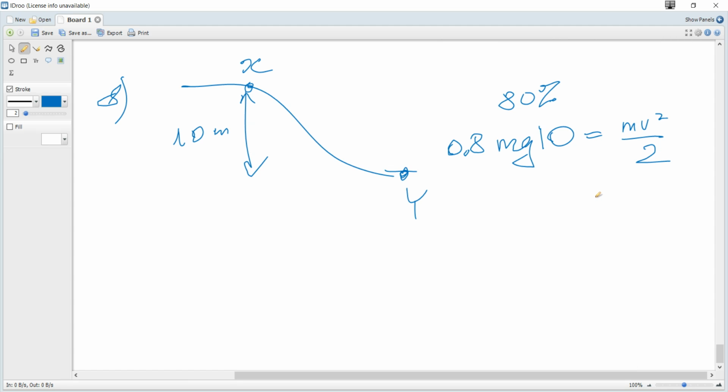The question is, what is the speed of the object at Y? So we need v. M cancels and it becomes 16g, and square root, so just 4 root g. 4 root g is C. Yes, it's correct.